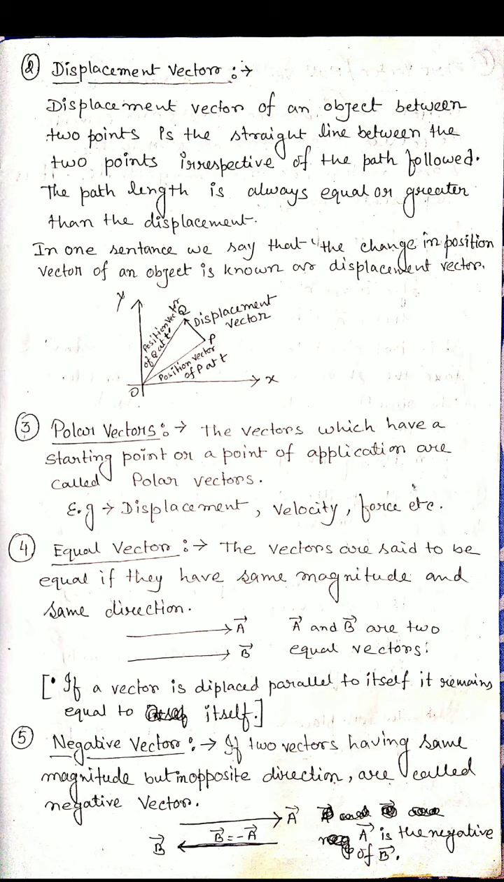So the displacement vector of an object between two points is a straight line between the two points, irrespective of the path followed. That means from that position vector diagram, if we consider two points P and Q, and from the origin one position vector represents the point P, another position vector represents the point Q at a certain time, P at time t and Q at time t dash.